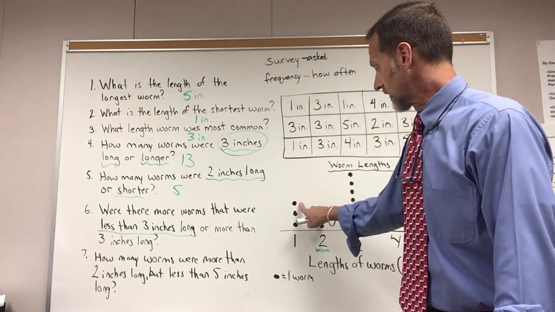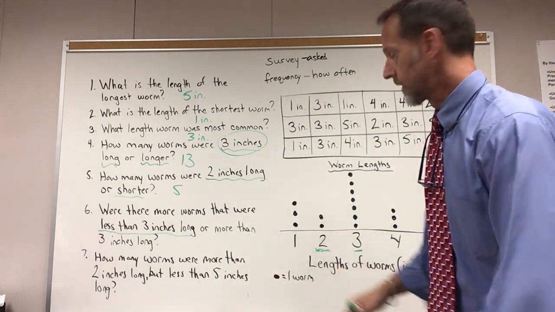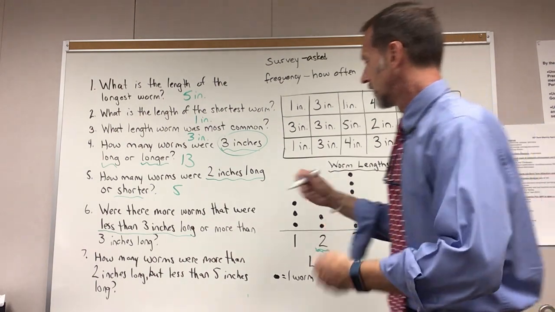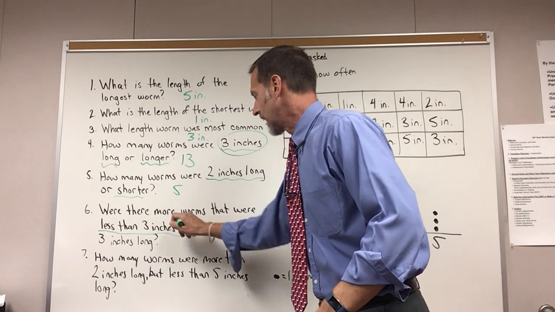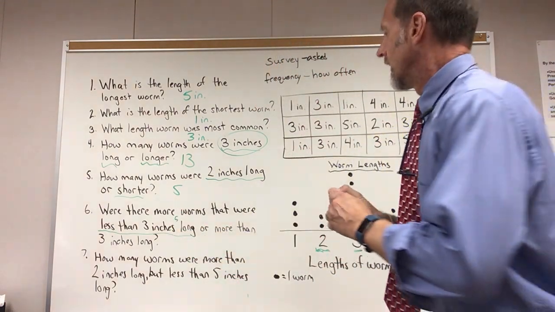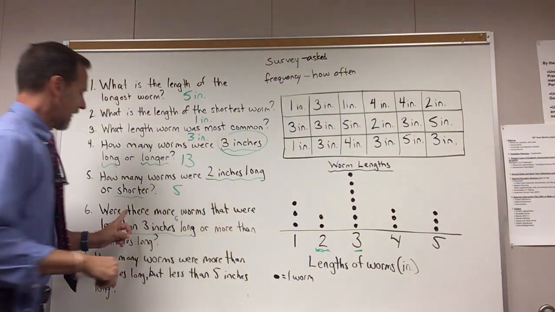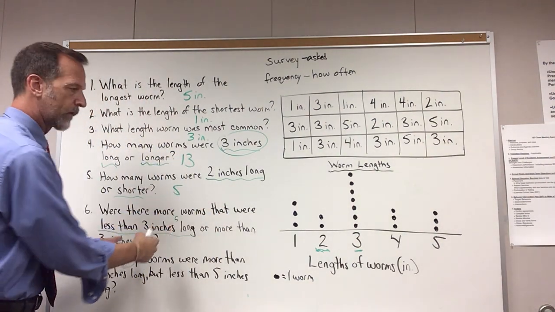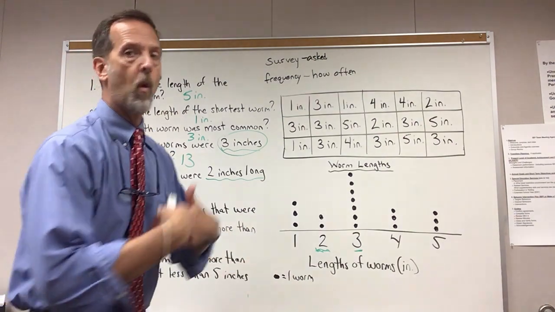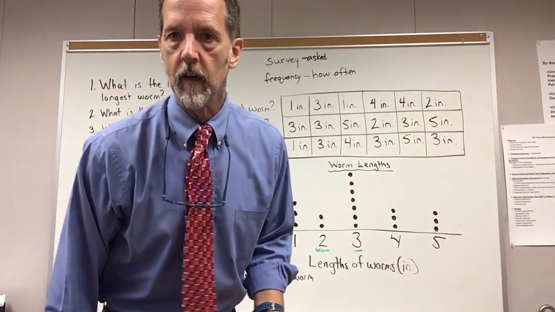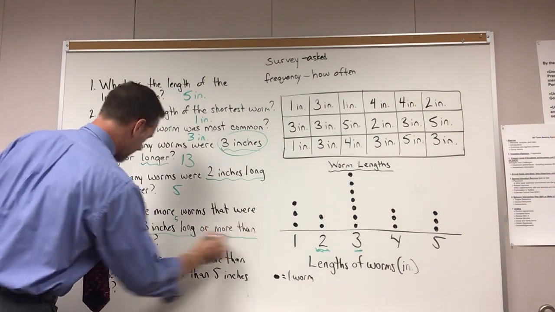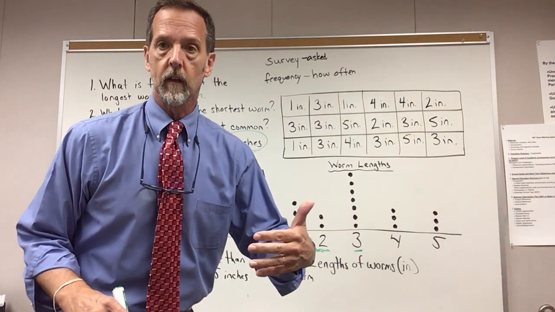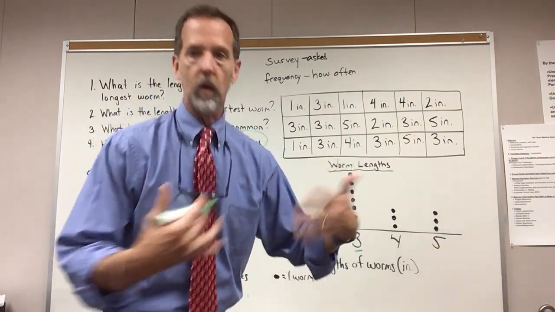That's this and this. Well, how many were less than 3? That's 2, 3, 4, 5. So I know that number right there is 5. That's less than 3. Now, it's asking, were there more worms that were less than 3 inches long or more than 3 inches long? Well, now I've got to do the other part. More than 3. What's more than 3? 4 and 5, right? 4 and 5 are more than 3.